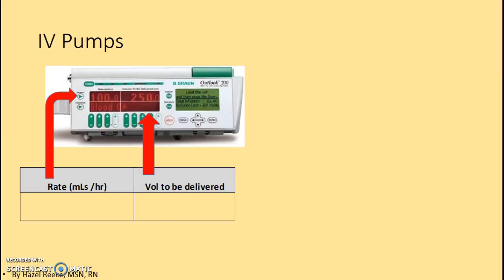So just to give you a little bit of advanced warning, right here, the facility that you are working in may choose to program in some specific medications, and if they do, then those would be there, and you just tap on the particular medication and you're good to go.